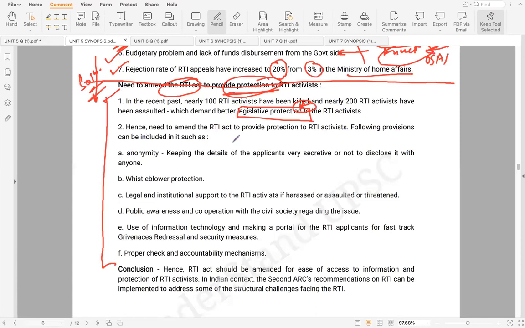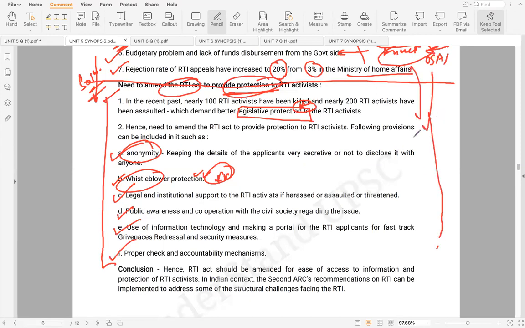Following provisions can be included in it, such as anonymity, keeping the details of the applicants very secretive or not disclosing them to anyone, whistleblower protection, legal and institutional support, public awareness and cooperation, use of IT, proper check and accountability. All of this gets a little repeated, so try to include certain solutions from above as well to complete the question in its entirety. Conclusion: hence, the RTI Act should be amended for ease of access to information and protection of RTI activists in the Indian context. The Second ARC's recommendations on RTI can be implemented to address some of the structural challenges facing the RTI.